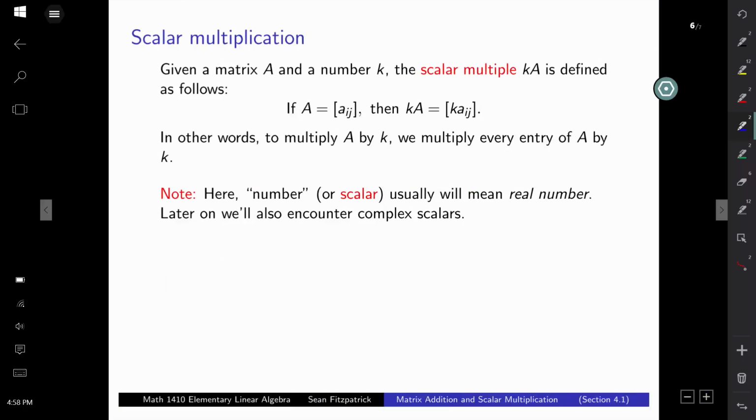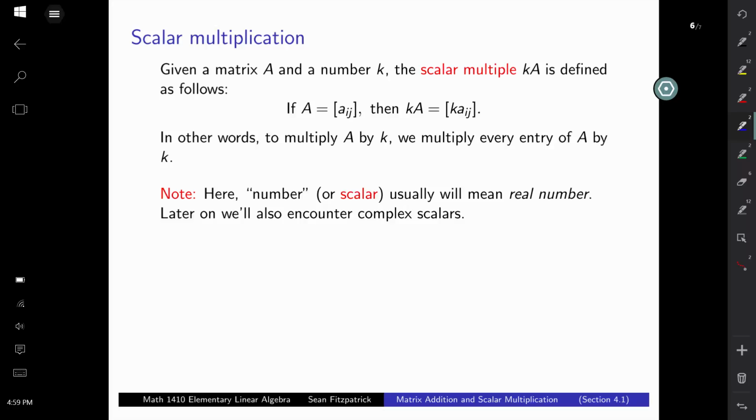Okay. Last up for this video, scalar multiplication. Again, defined exactly the way you expect. If you want to multiply a matrix by a scalar, you just multiply every entry in that matrix by that scalar. Right? So in almost all the problems that we're going to do, scalar means real number. We're working with matrices with real entries, so scalars are real numbers.